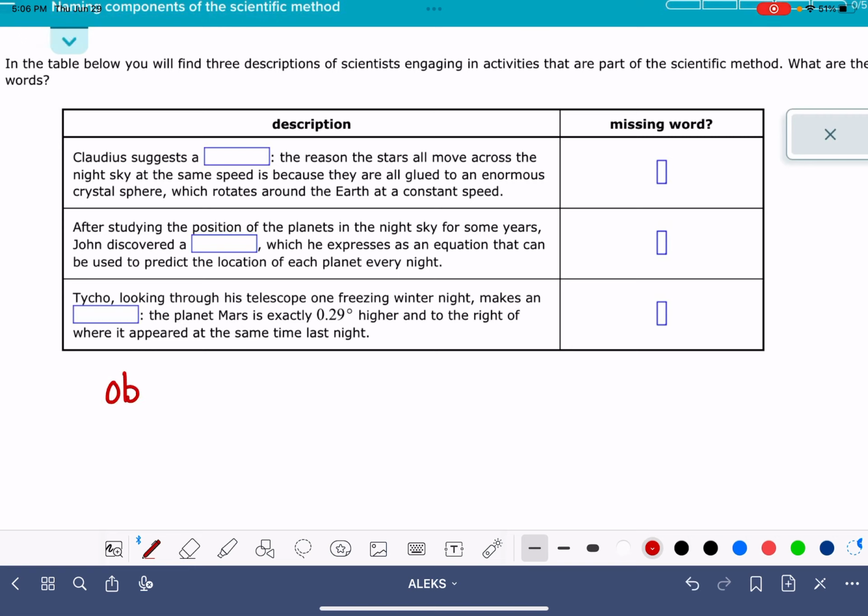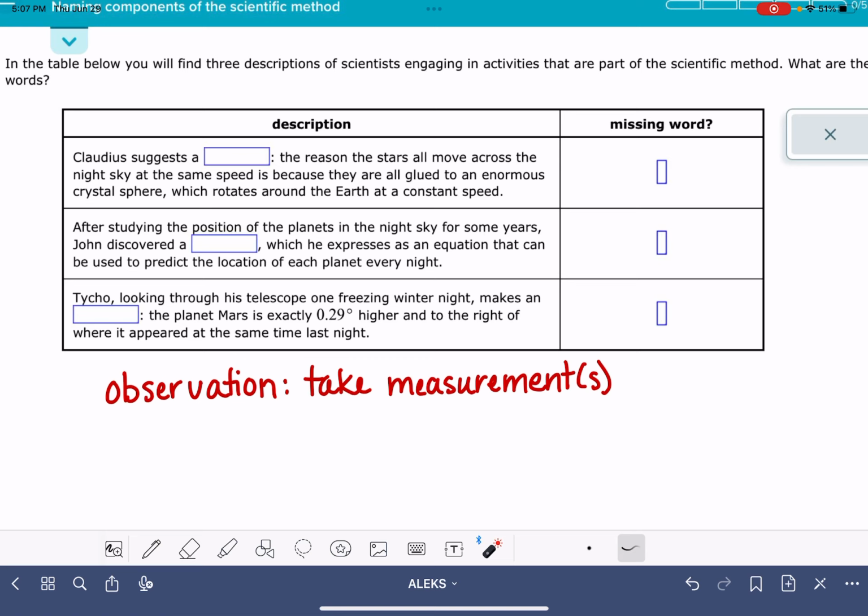I'm just going to define all of them, and that's really going to be what helps you solve this problem. So first of all, there is an observation, one of the steps of the scientific method. An observation is when we take a measurement, or it could be multiple measurements. And it looks like this situation right here is an observation. This particular scientist makes a measurement about the temperature and the location of the planet Mars. So I would describe this as an observation.